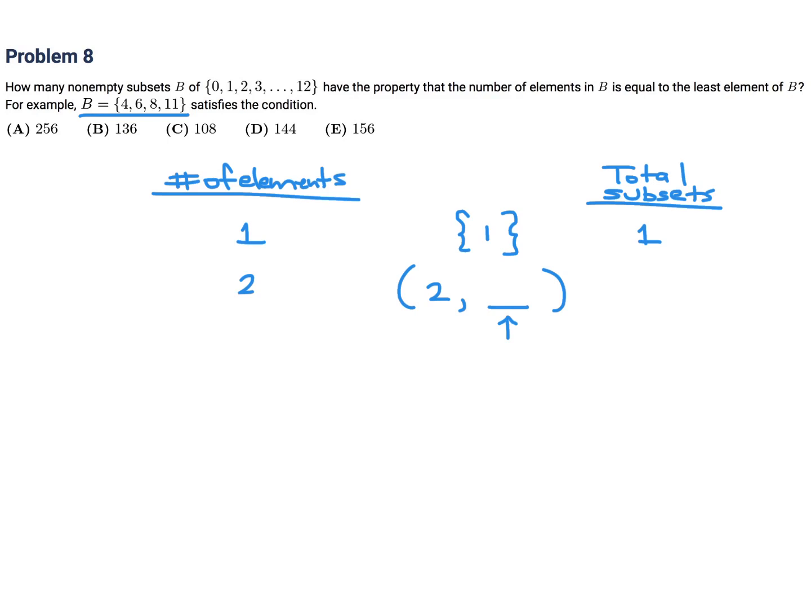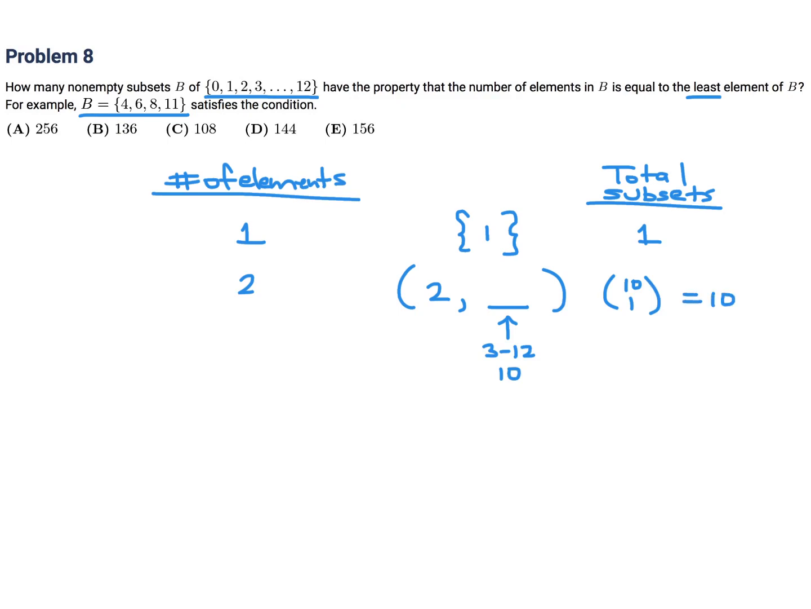Okay, so the key word here is least. That means the second number has to be greater than 2, and the numbers range from 0 to 12. So that second number can be anything from 3 to 12, and that is 10 possible choices. From those 10, I can choose 1 to fill that second element. So that's 10.